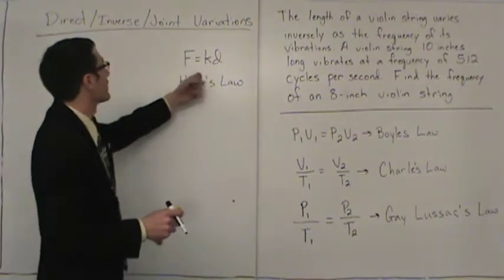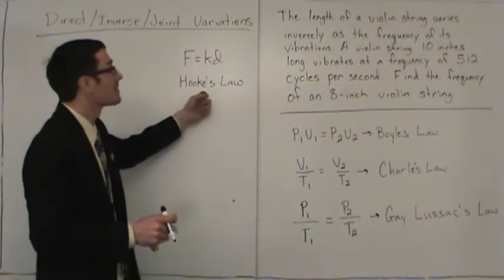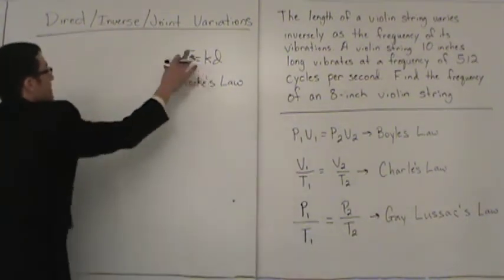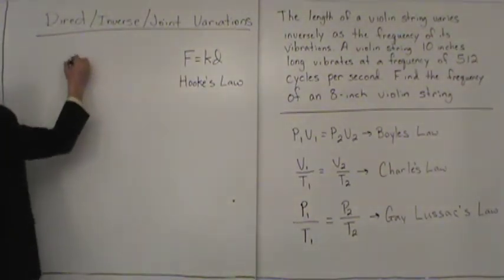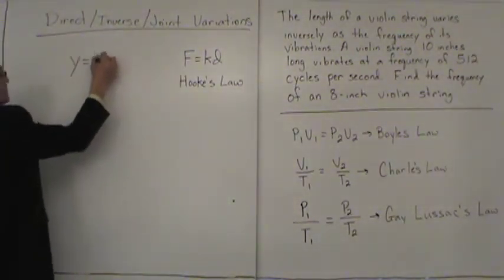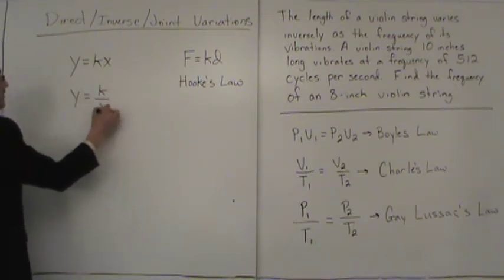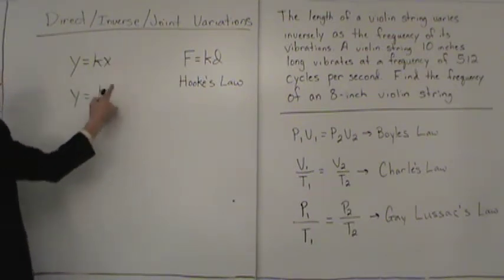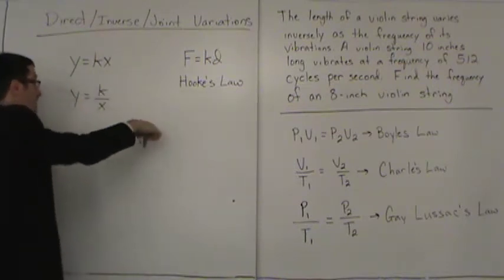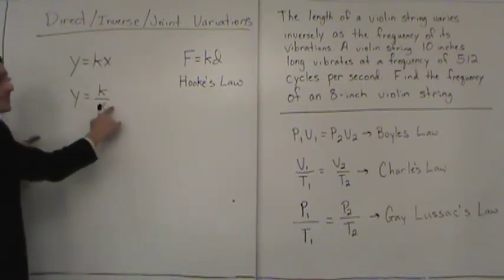Now, up here, this is a physics equation. It's called Hooke's law. Let me remind you guys, before we do this, let me write them on the board. Again, from last video, y varies directly as x is y equals kx. Y varies inversely as x is y equals k over x. Remember, directly means put x in the numerator. Inversely means put x in the denominator. If you're struggling with this, rewatch video 1.